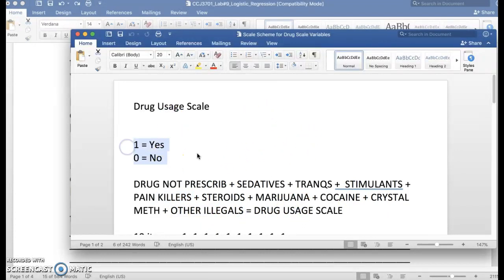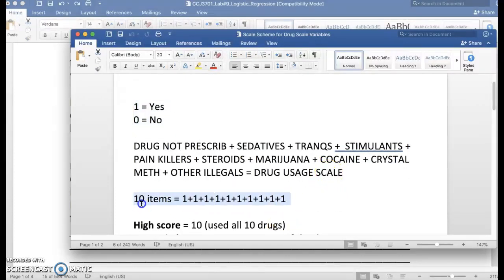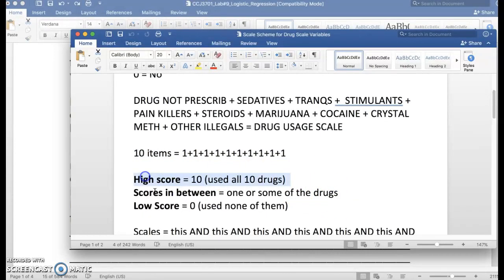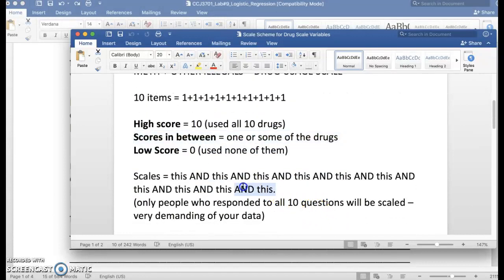All of these drugs were answered the same way, with 1 is yes or 0 is no. You could literally add all these items together and create a high score of 10, I used all 10 drugs, or a low score of 0, meaning I used none of them. And scores in between, I used some of them.